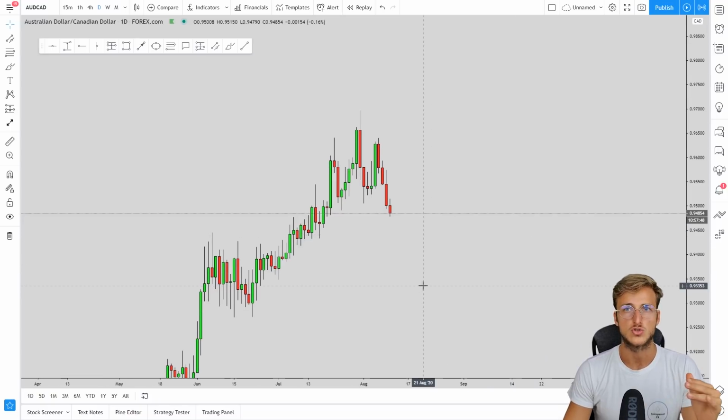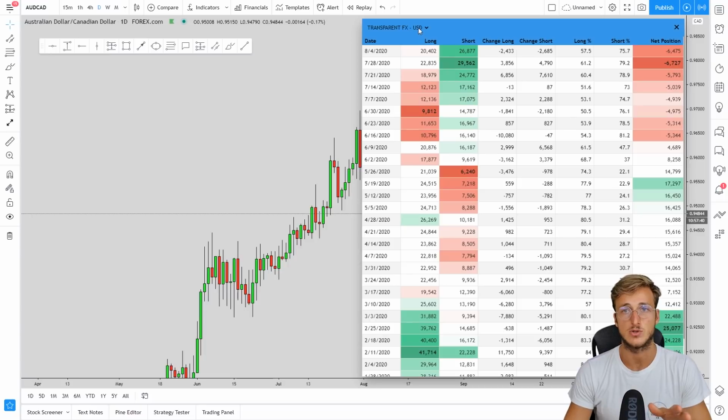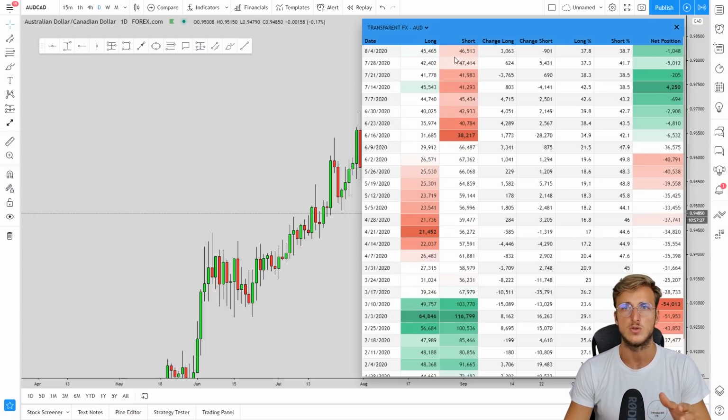But first, before I show you where the next opportunity for AUD CAD is, let's go and see what we have from an AUD and a CAD perspective if we check the COT data, the commitment of traders, which is what the biggest banks and institutions are currently doing on the AUD and on the CAD. Let's first check the AUD. Now on the AUD, what can we see?